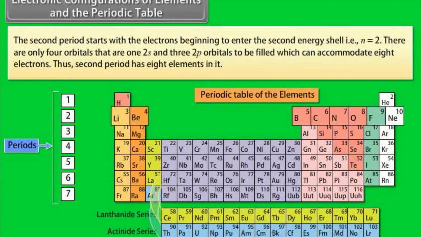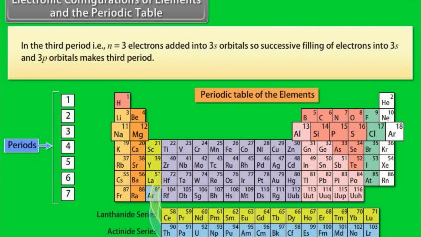The second period starts with electrons beginning to enter the second energy shell, that is, n equals 2. There are only 4 orbitals, that are one 2s and three 2p orbitals, to be filled, which can accommodate 8 electrons. Thus, the second period has 8 elements in it.